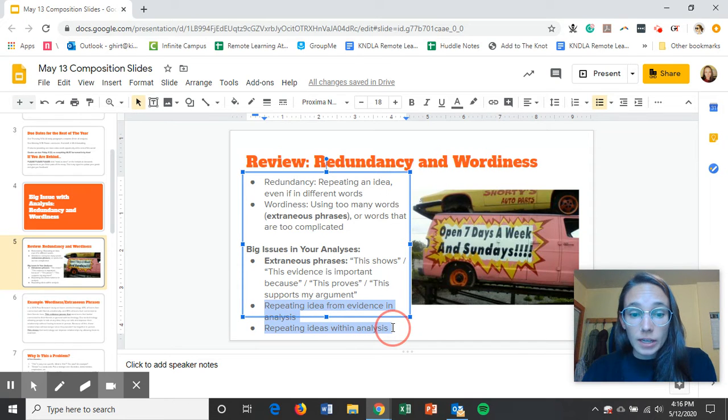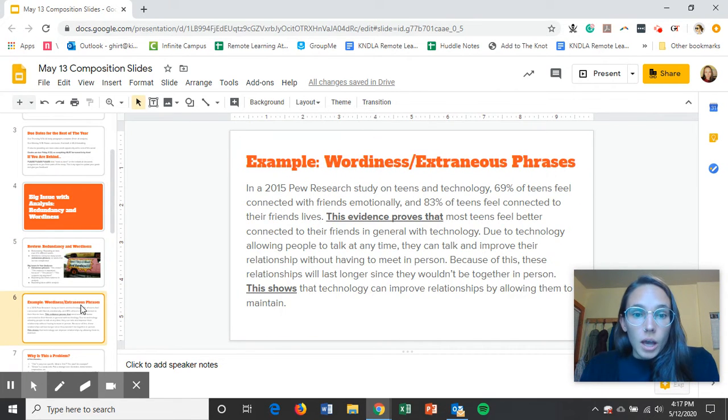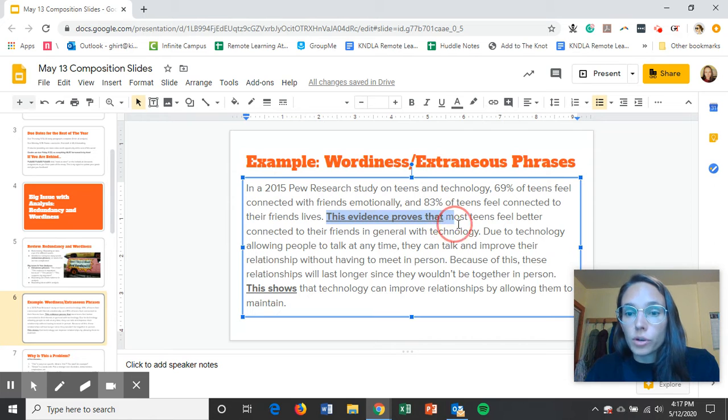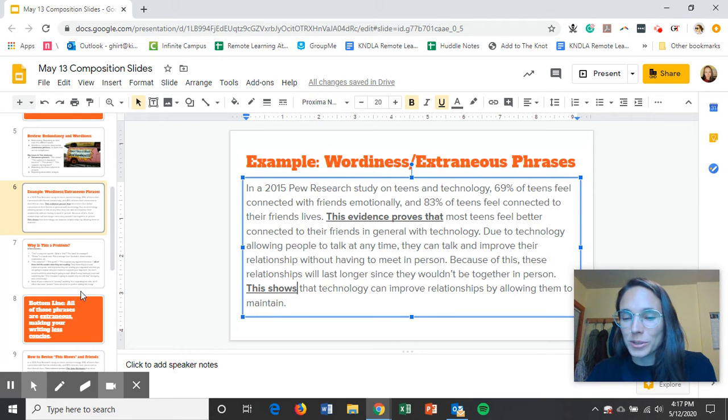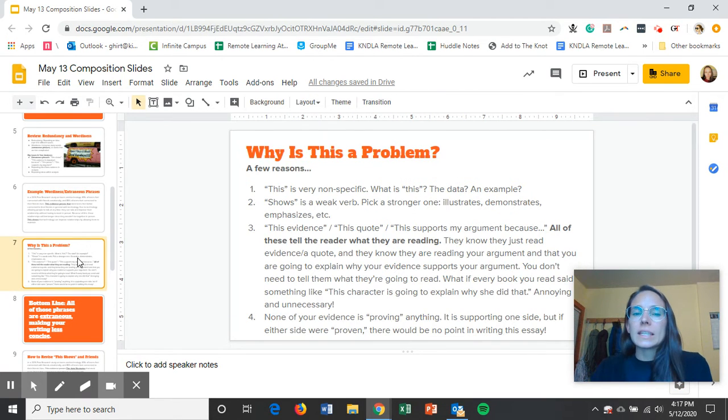Repeating ideas from evidence and analysis and repeating ideas within your analysis are both issues of redundancy, right? You're repeating ideas even if you are saying them in slightly different words. So both of these issues are related to each other. They were both issues in a lot of people's analysis, so we're going to talk about how to fix them. So here's an example from some student work of wordiness or extraneous phrases. So saying "this evidence proves that most teens feel better connected," and then "this shows that technology can improve relationships." So this is an example of those extraneous, which is one of my favorite words, extraneous words and phrases. So why is this a problem?